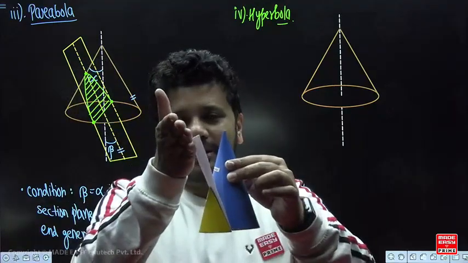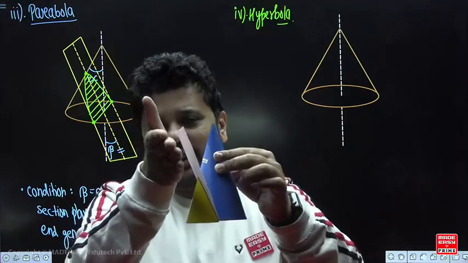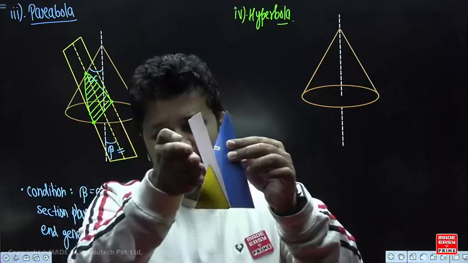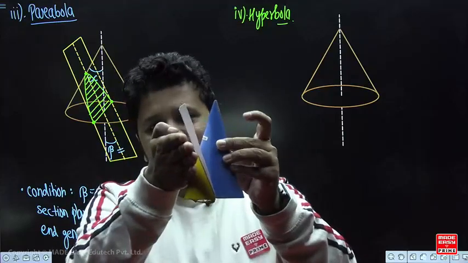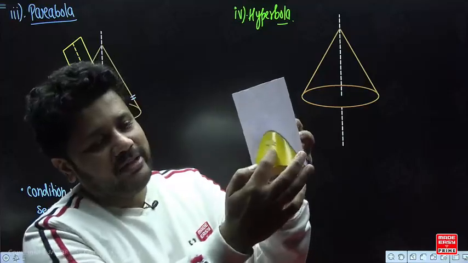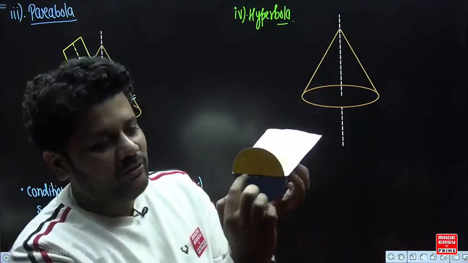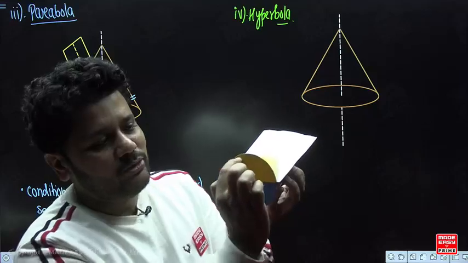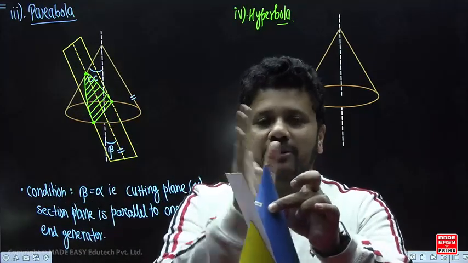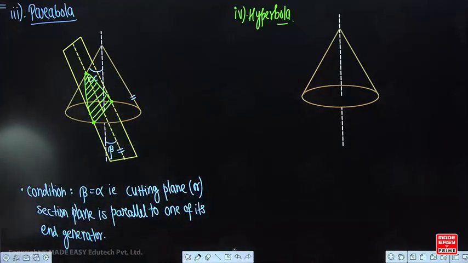Suppose this section plane, instead of this, you make it a little farther away here and cut it like this. This cutting plane is parallel to this end generator. If you cut it, again you will get the parabola over here, but the distance will be only here. So it is not important that you will always get the diameter, you may get it here also, you may get it here also. It depends. The condition is that it should be parallel to one of the generators, that is it. Understood?